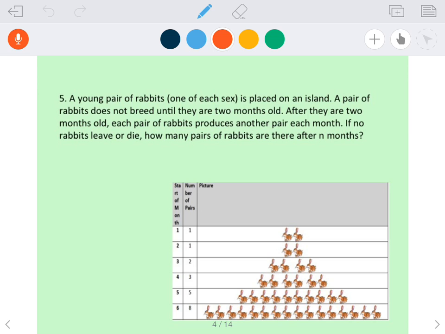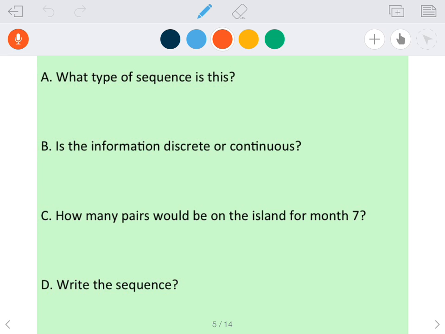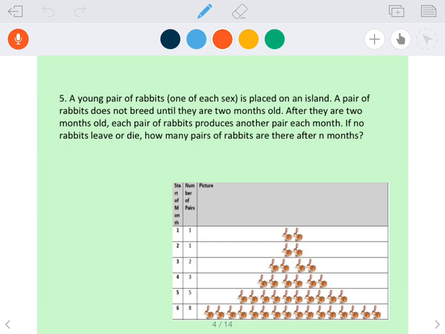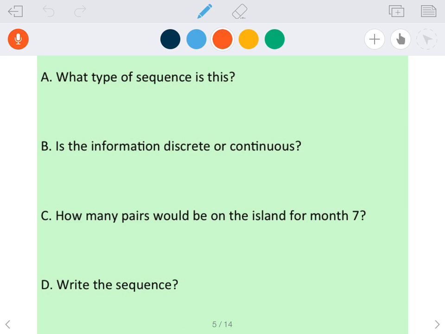Okay, so part A says, what type of sequence is this? So you want to take a look at the values you're getting here. You're going from 1 to 1 to 2 to 3 to 5 to 8. So what kind of a sequence do you think this would be? If you are saying that it is not geometric and it is not arithmetic, then you would be correct.